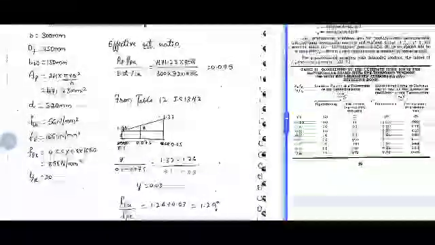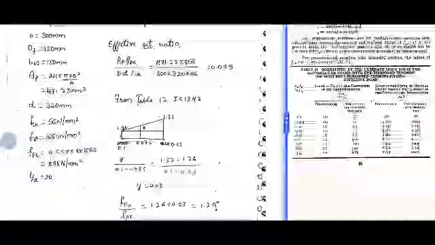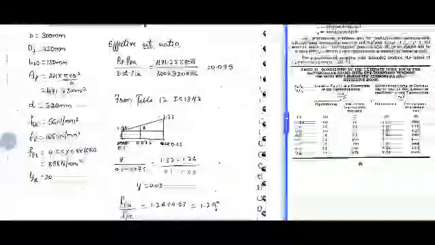FPE we need to consider, AP FPE by BD FCK. On substituting and simplifying the values we will get 0.075. So since it is the unbonded case, we need to refer to table number 12. So the effective reinforcement ratio is 0.075. It lies between 0.05 and 0.1. L by D ratio is 20. So for the FPU by FPE ratio, we need to refer to column number 3 for L by D ratio 20.